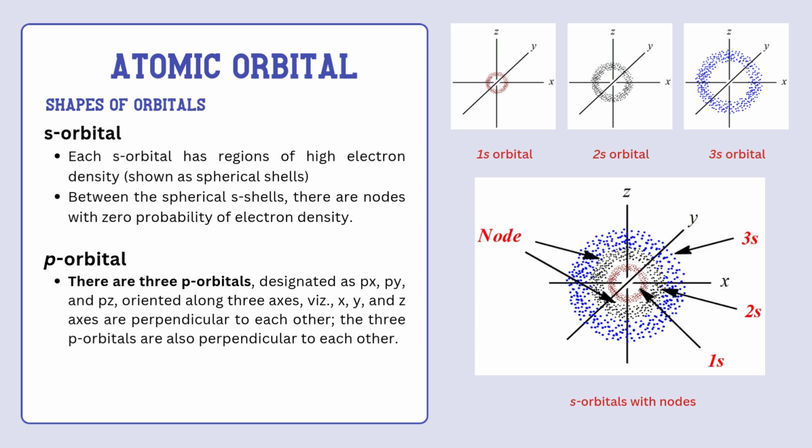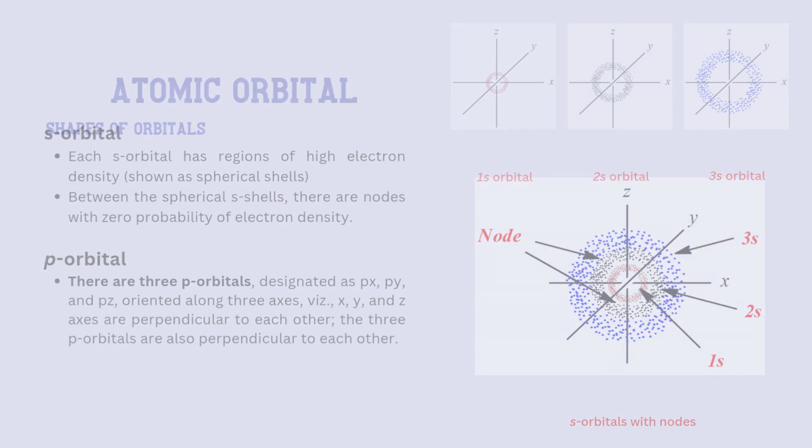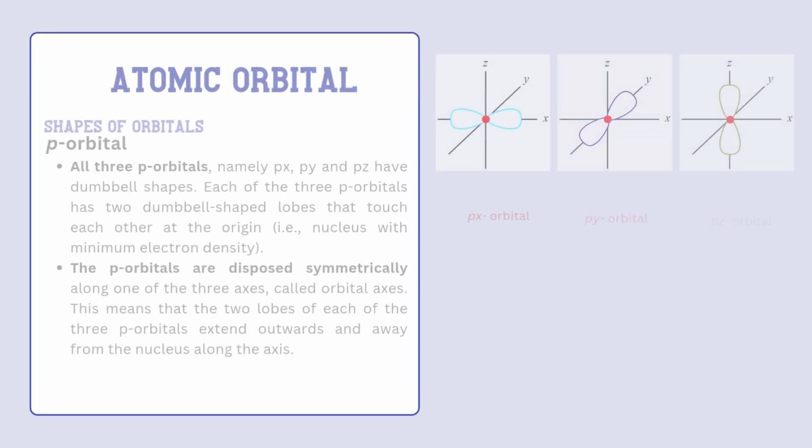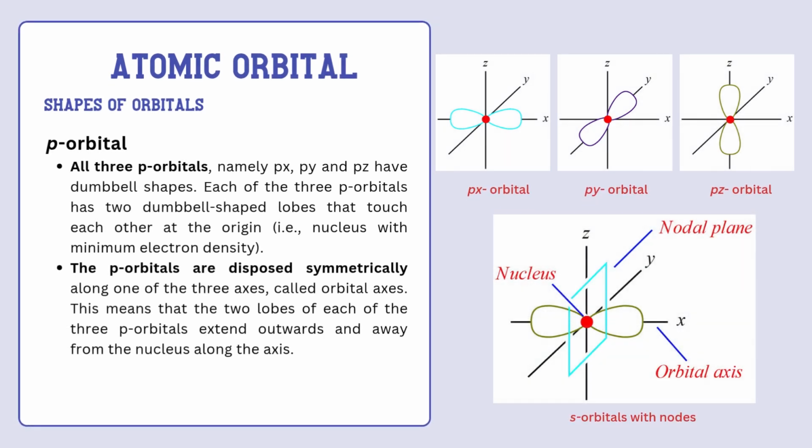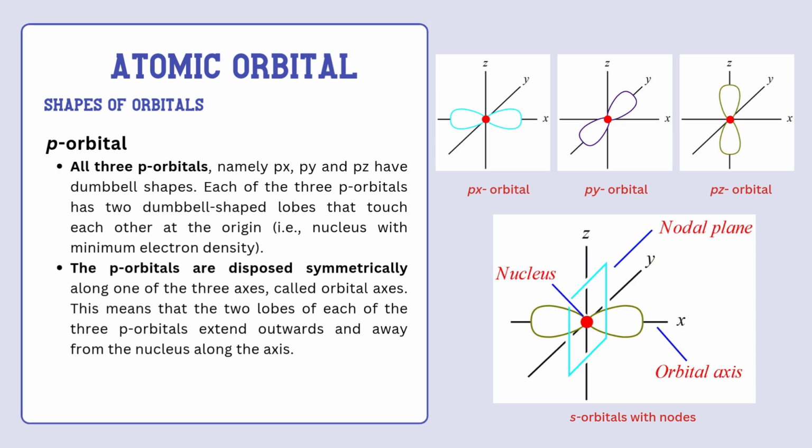p orbital. There are 3 p orbitals, designated as px, py, and pz, oriented along 3 axes, viz. x, y, and z axes, which are perpendicular to each other. The 3 p orbitals are also perpendicular to each other. All 3 p orbitals, namely px, py and pz, have dumbbell shapes. Each of the 3 p orbitals has 2 dumbbell-shaped lobes that touch each other at the origin, i.e., the nucleus, with minimum electron density. The p orbitals are disposed symmetrically along one of the 3 axes, called orbital axes.